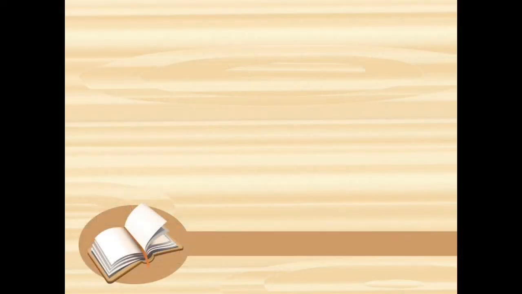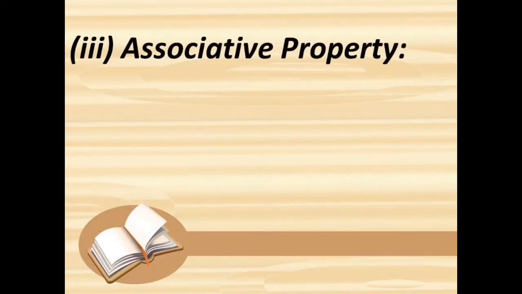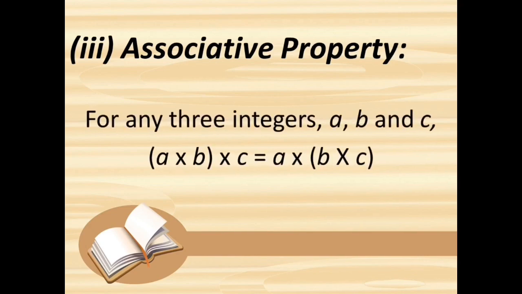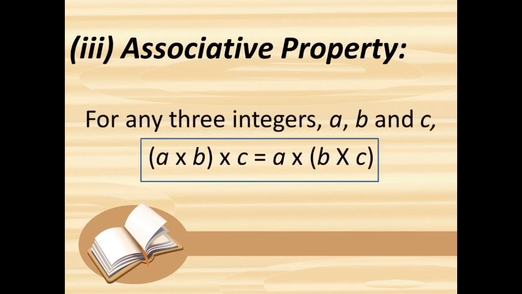Third property is the associative property, and it says that for any three integers a, b and c, inside the bracket a multiplied by b, bracket close, multiplied by c is equal to a multiplied by, inside the bracket, b multiplied by c. That means change in group doesn't change the multiplication of integers. Now students, let us see this with the help of an example.